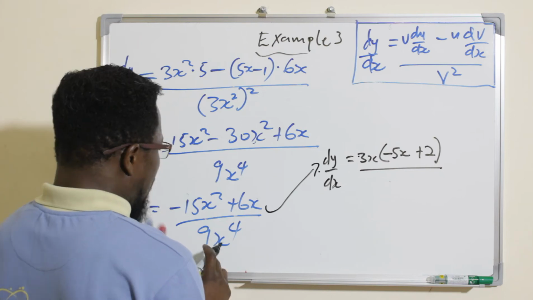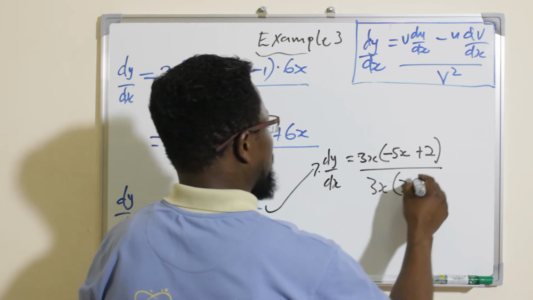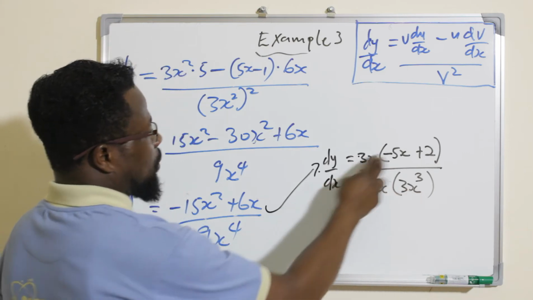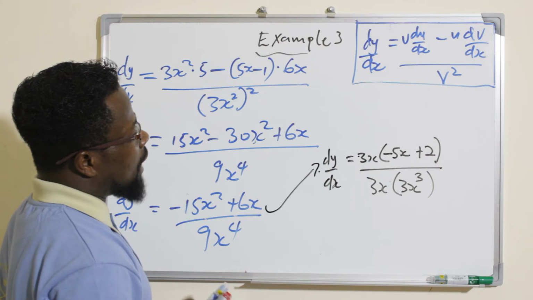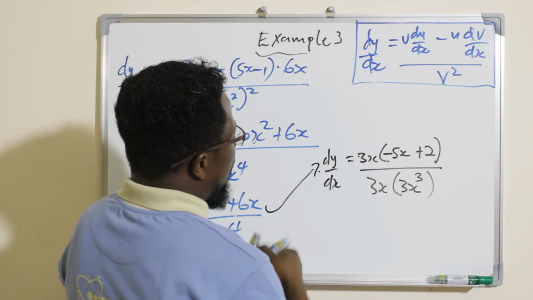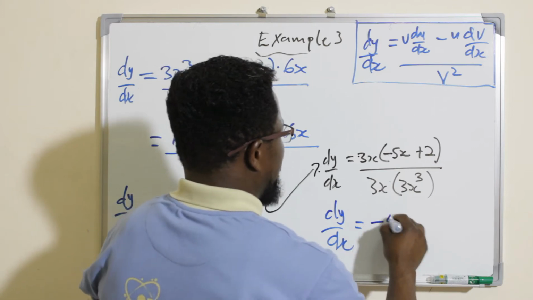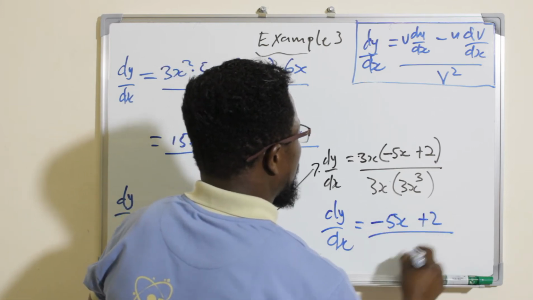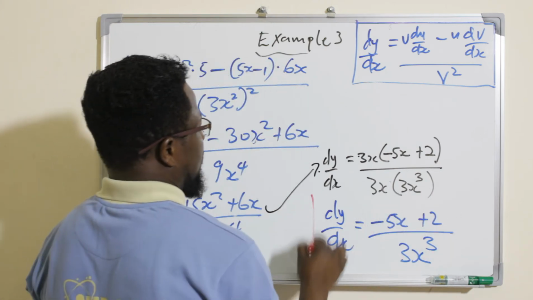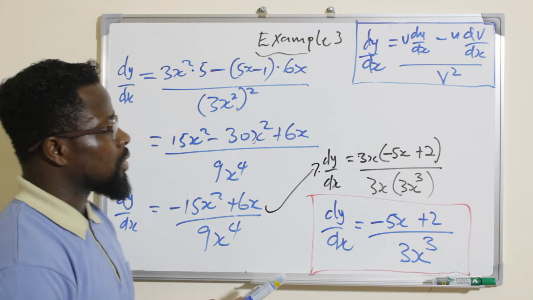Here we can just take out 3x as well. So that will be left with what? 3x to the power of what? 3. So that if you multiply this together, we get back this. If you multiply this, we get back this. And once we do that, we know this and this will be out. And then finally, we are going to have dy/dx equals negative 5x plus 2 all over 3x cubed. So this is the derivative of the function that we were given if we apply what?